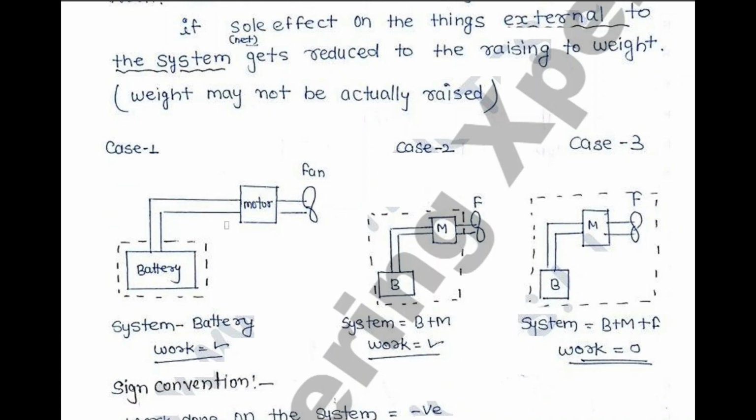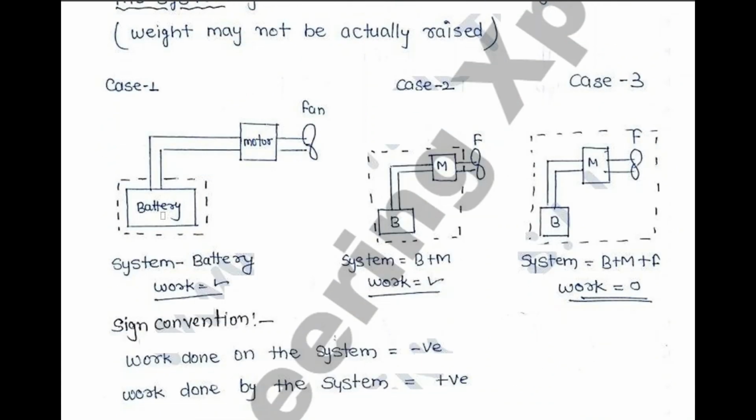If you see the three cases, if we consider the battery as a system and all the other things as surroundings, this fan will have some impact on the surroundings. It will do some work, which will be by the battery. And if you consider motor and battery both as a system, here also this fan will have some impact on the outside surroundings, so there will be some work.